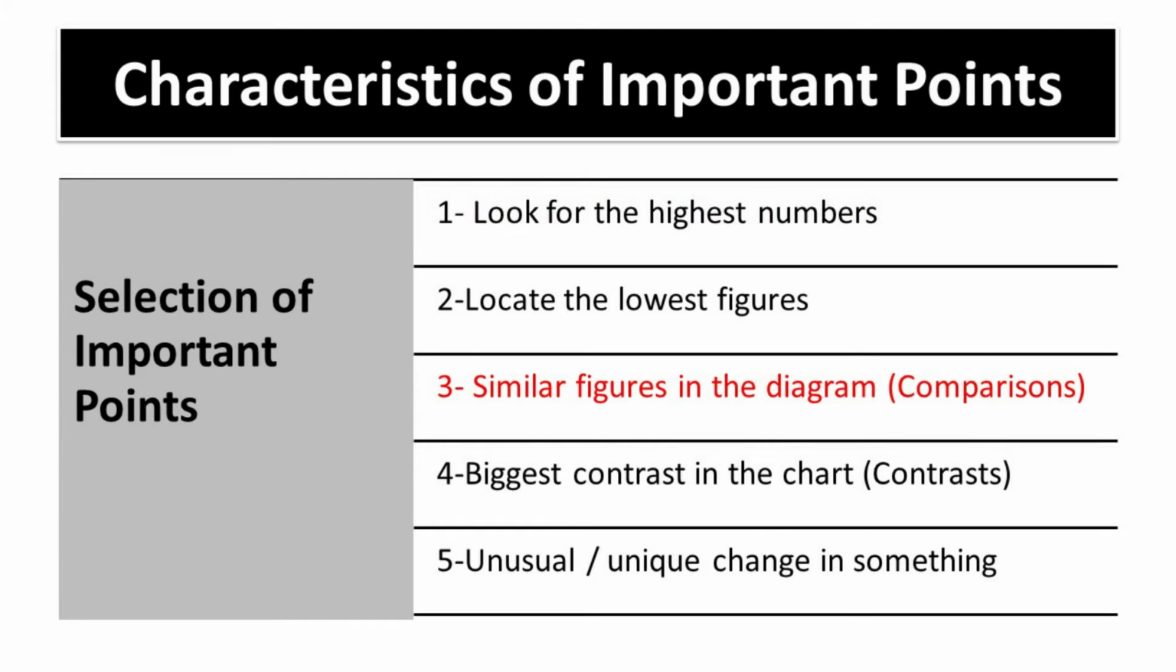Try to select the things which are similar because you can compare them. Try to select the things which are opposite to each other because in this way you can make a contrast. If you find something that is totally unique, that is totally unusual from the rest, try to add it. All these things are some of the most important points that you can use in your line graph.